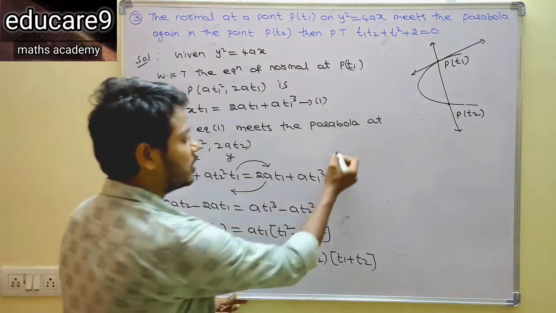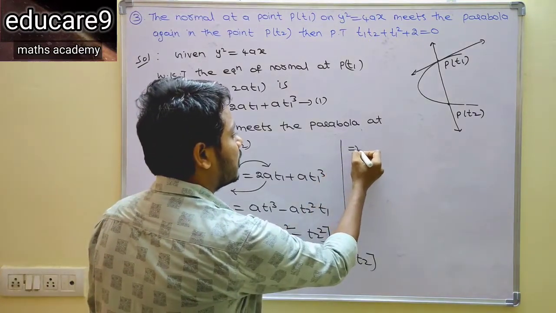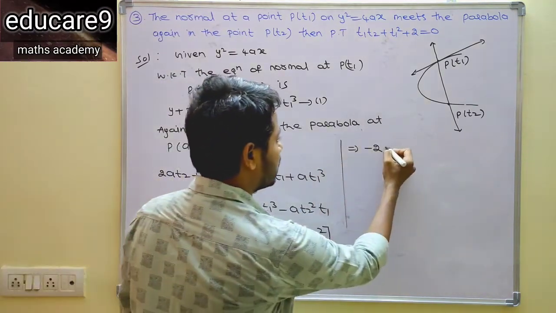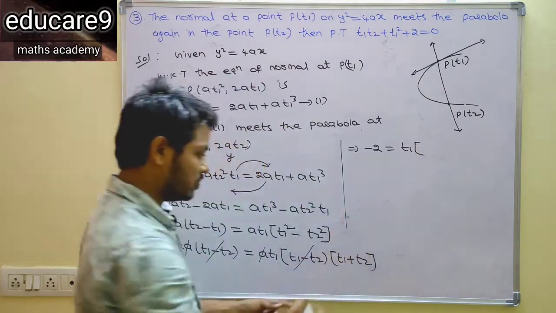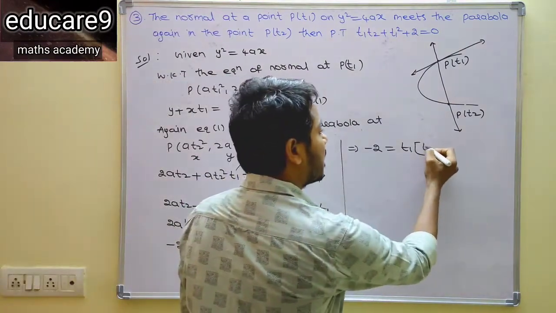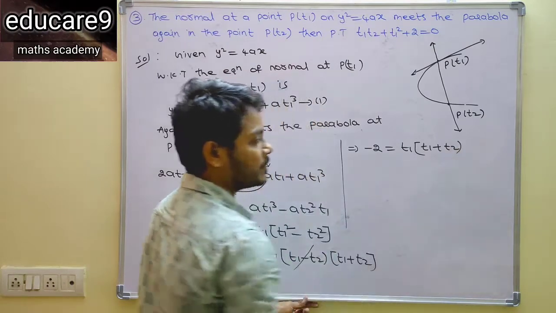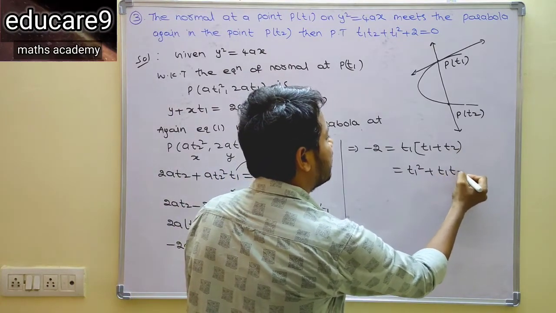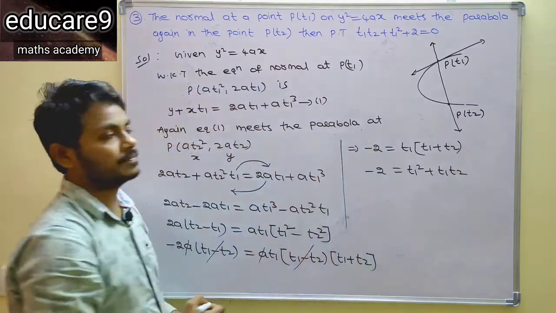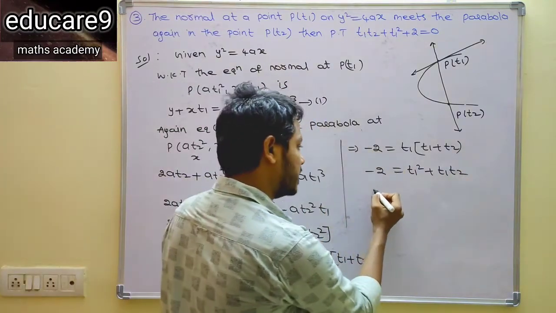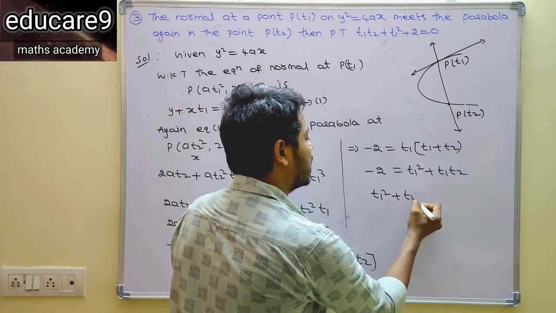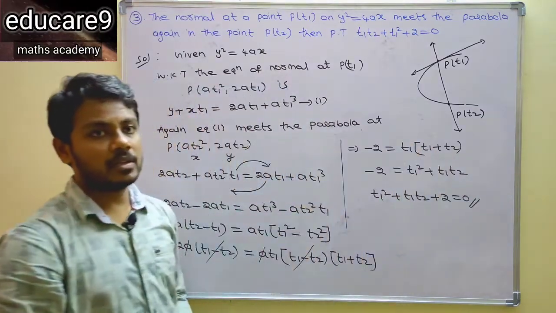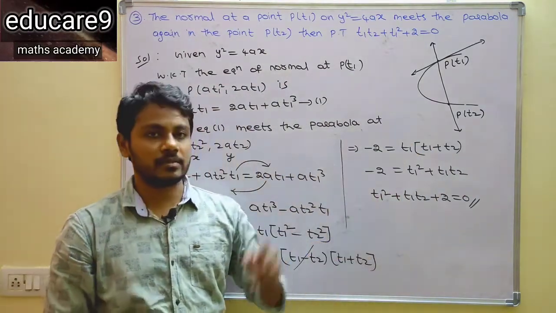Now this is minus 2 is equal to T1 into T1 plus T2. Again this is T1 square plus T1 T2, and this is minus 2. Therefore the required condition is T1 square plus T1 T2 plus 2 is equal to 0. Okay, so this is the required condition.